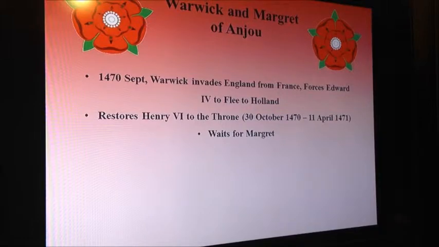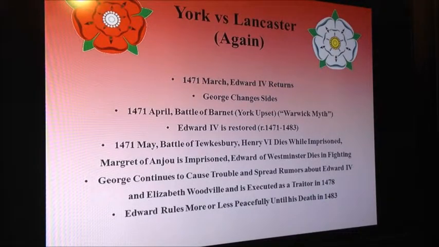But before this can happen, Edward IV returns in March and starts fighting again. So it's York versus Lancaster yet again. George, who was on Warwick's side up until this point, decides to switch sides yet again and help his brother out, taking a lot of soldiers from the Lancastrian side and moving them to the York side. So not only is Warwick and the Lancastrians losing men, but Edward is gaining men.